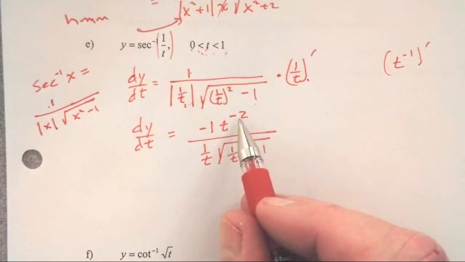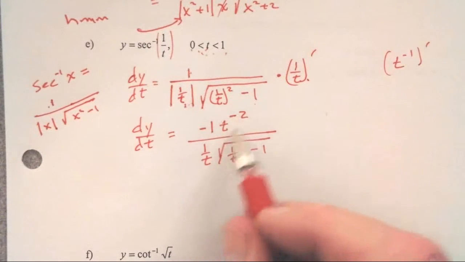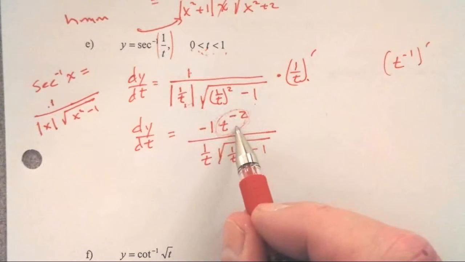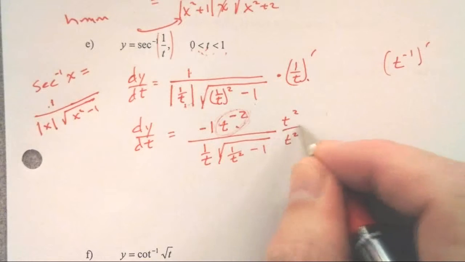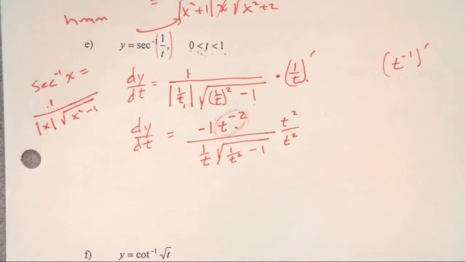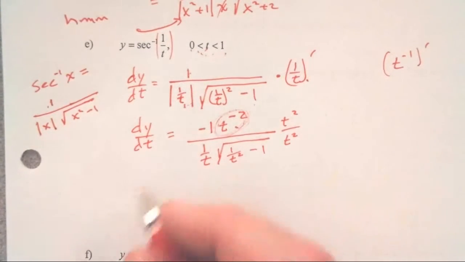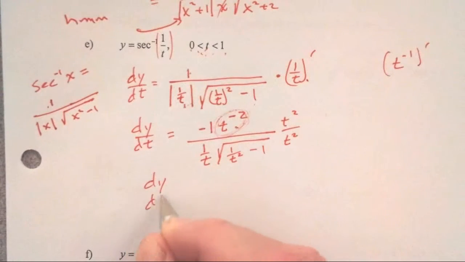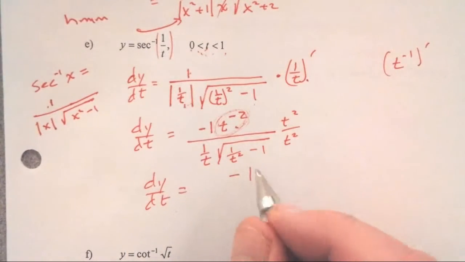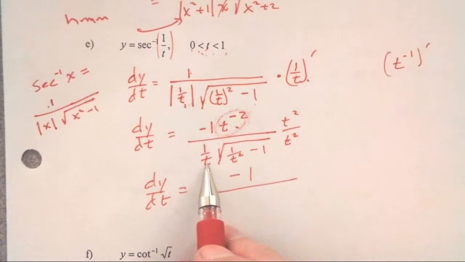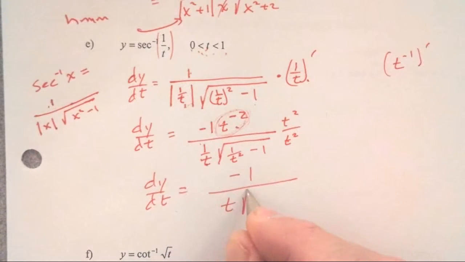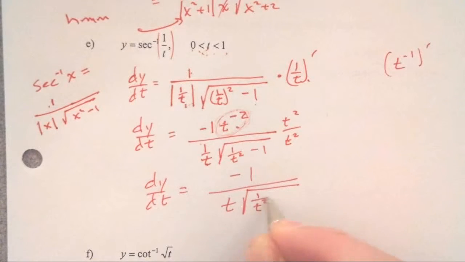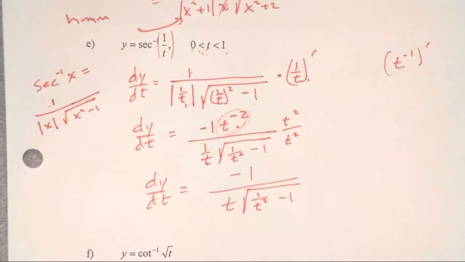So if I shuffle things around and bring these, let's just take care of this. Those can come to the bottom. Or in effect, I'm multiplying by t squared on t squared. When these come to the bottom and become t to the positive second, I get dy dt equals negative 1 on t squared times t, or 1 on t, just becomes t, times square root of 1 on t squared minus 1.